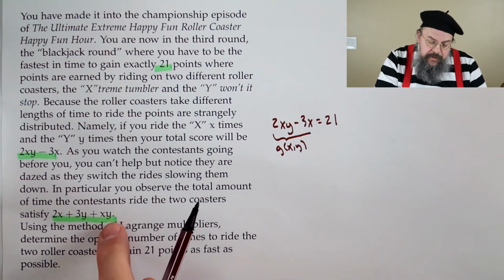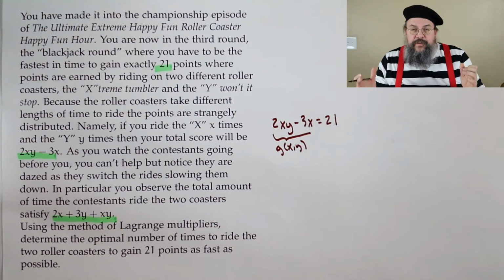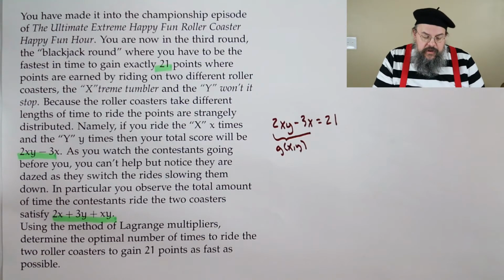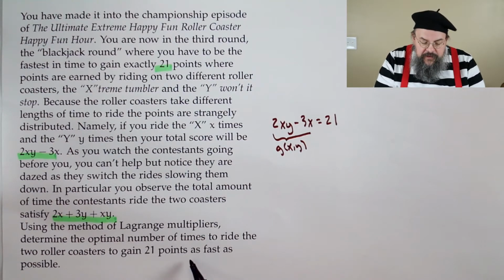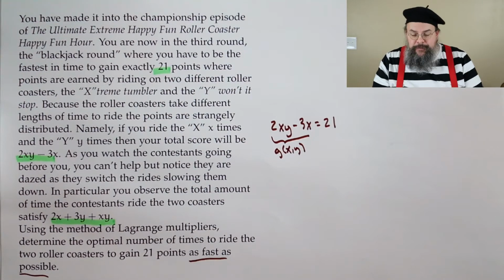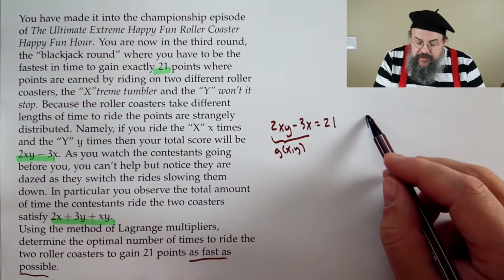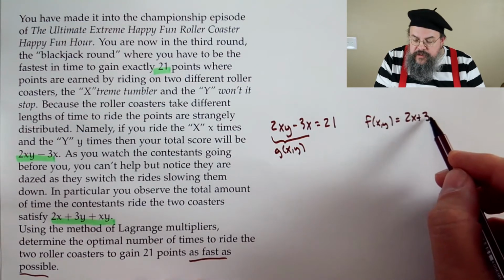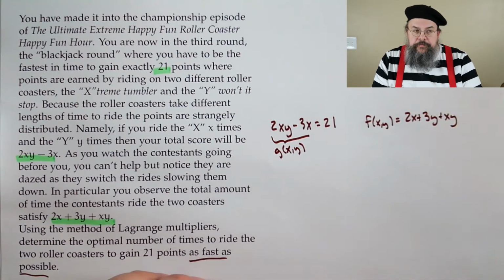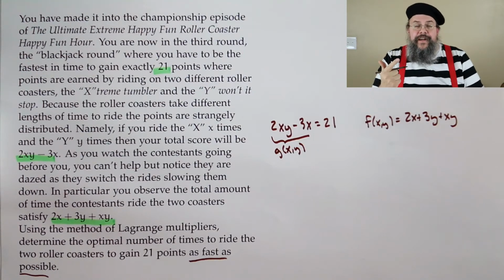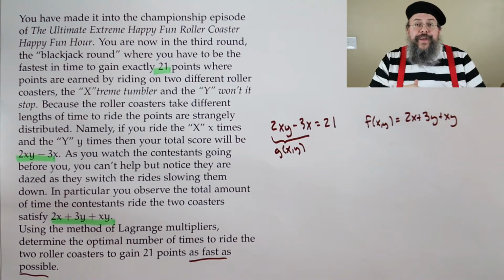Now, here is an amount of time. We don't have a fixed amount of time, but we can say, look, we want to do it as fast as possible, which means we're trying to optimize time. So we're trying to optimize this function, F of xy equals 2x plus 3y plus xy. Now we're ready to begin. We have the function we're trying to optimize, we have our constraint identified, and we're perfectly set up.